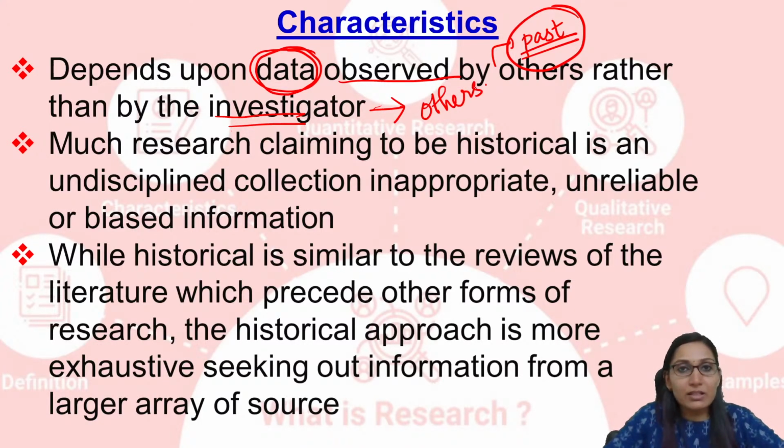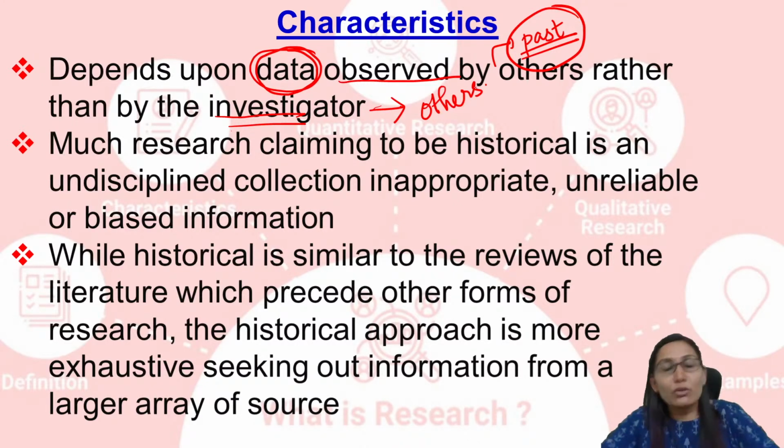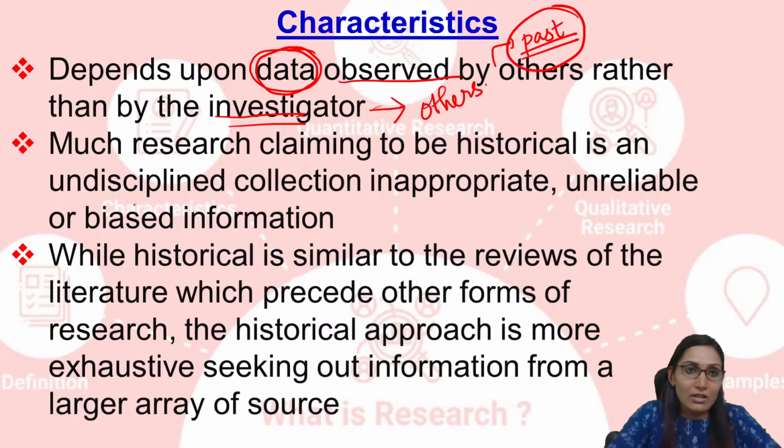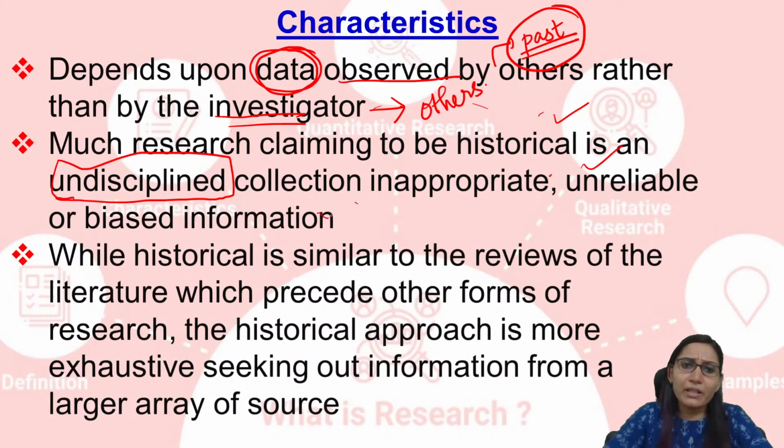Now, much research claiming to be historical is an undisciplined collection of inappropriate, unreliable or biased information. So, much research claiming to be historical is an undisciplined collection. Why? Because the data is not collected by the researcher himself or herself, and also it's inappropriate, sometimes unreliable and biased, because the relevance of the data, or how much you can depend on the data, is always in question in case of a historical research.